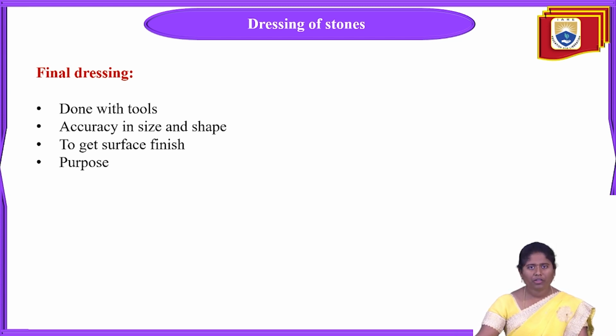And last one is purpose. If that stone is rough, it can be useful for one type of construction. If that stone is smoothened, it can be used in a different type of construction. That is the purpose. What is the purpose of this dressing of stones, where we can use it, that is the purpose of this dressing of stones. Okay.